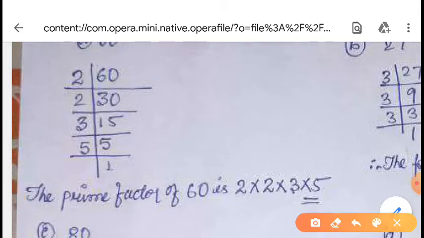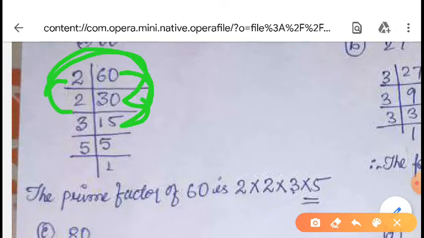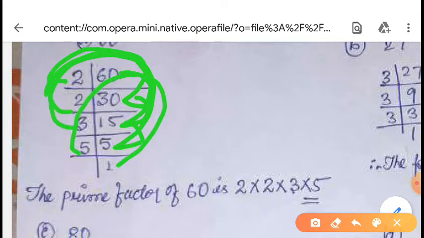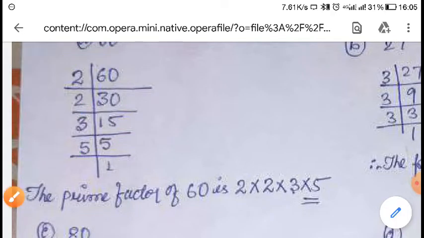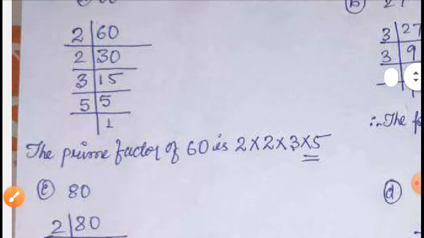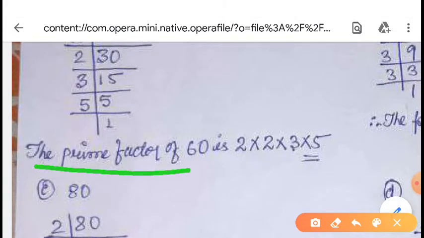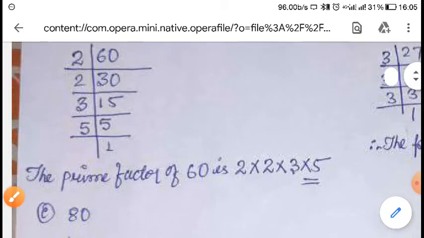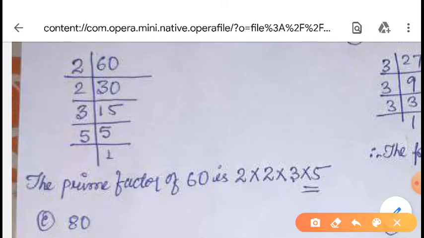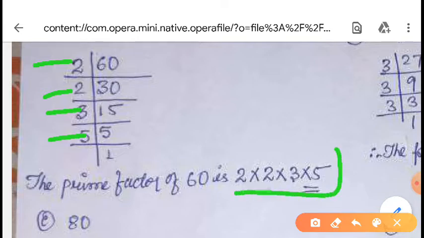At last, 2 into 30 is 60, again 2 into 15 is 30, again 3 into 5 is 15, and again 5 into 1 is 5. In this way we find the prime factorization. The prime factor of 60 is 2 into 2 into 3 into 5. No need to write 1. This is the prime factor of 60. I hope all of you have understood this.